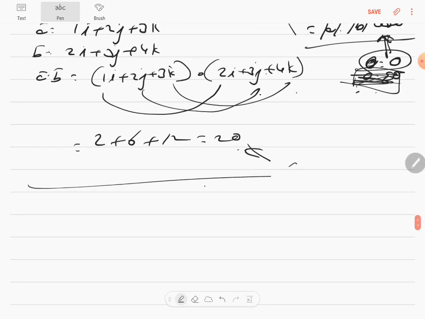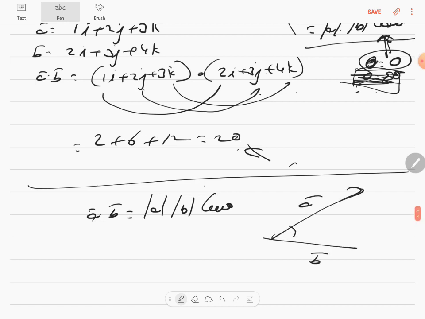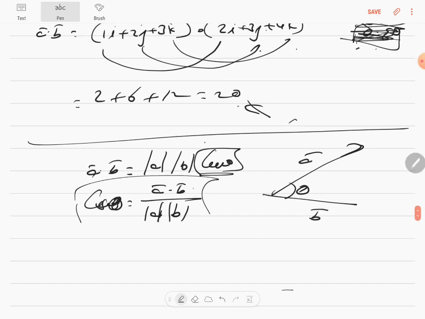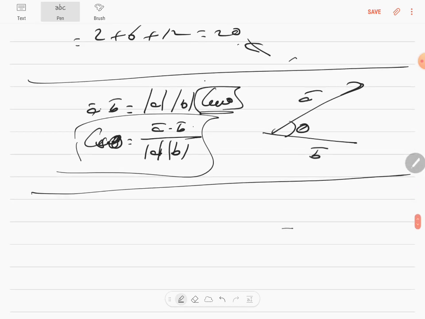Next, I taught you what a dot product is, nothing but magnitude of A into magnitude of B into cos theta. Suppose you have an A vector and a B vector, and theta is the angle between them. You can always find cos theta using this: A vector dot B vector by magnitude of A into magnitude of B. So this is the formula. I will always say this vector dot that vector by magnitude of this into magnitude of that, whatever the vector. Let them give you C vector and D vector and ask you to find the angle between them: C vector dot D vector by magnitude of C into magnitude of D. So that's how you find the angle between two vectors.